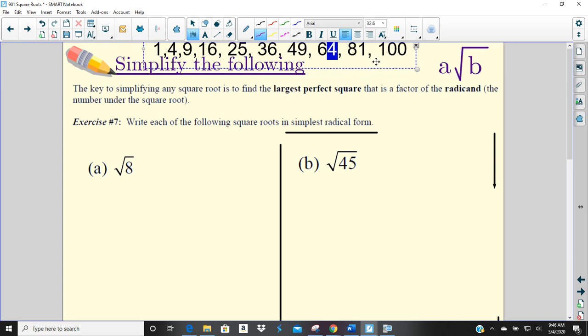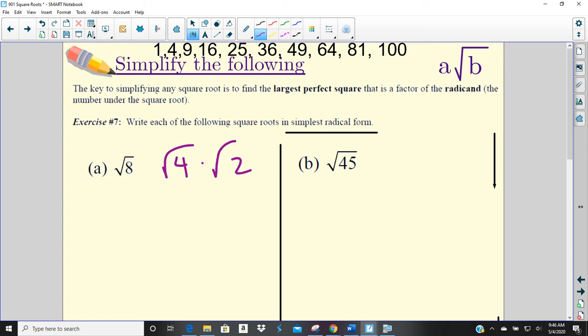So let me pull this up here. Okay, fine. So square root of 8. So I am going to say, okay, square root of 4 times the square root of 2 is equal to the square root of 8. Square root of 4 is 2. Square root of 2 is not reducible, so I'm left with 2 radical 2, and I'm done.